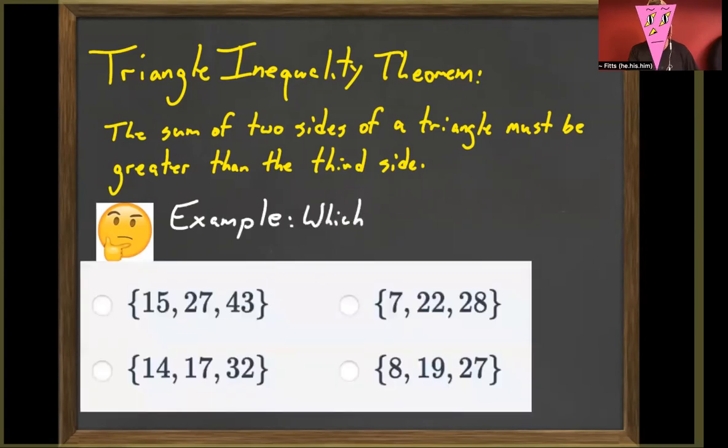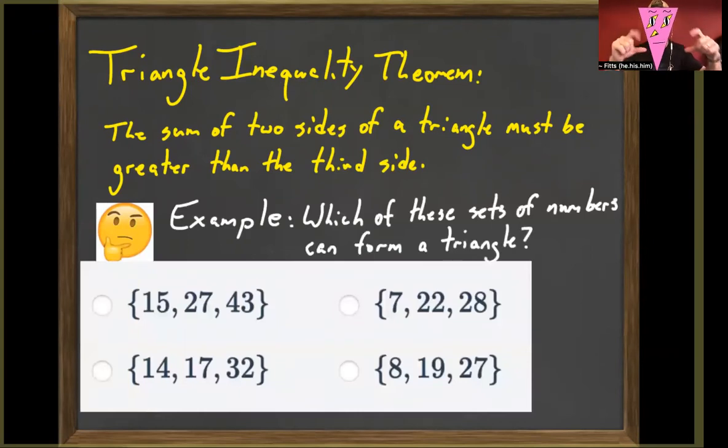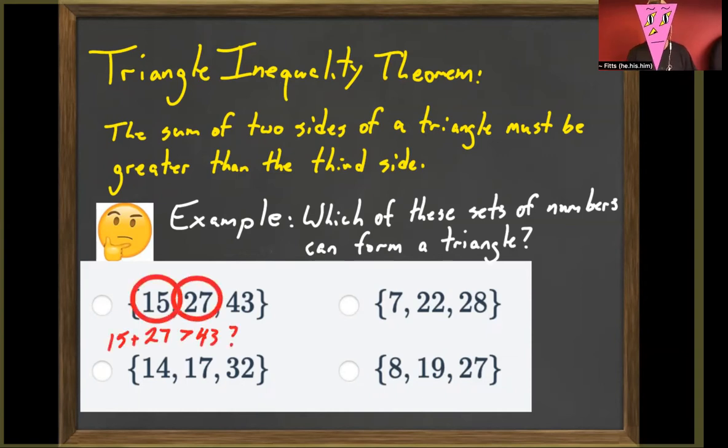Here's an example. This is from Delta Math. Which of these sets of numbers, and that's what those little squiggly brackets mean, they're sets, can form a triangle? All right, well, the first one is 15 plus 27. Those are the two shortest sides, right? Are these two numbers greater than 43? That's what this little symbol means here. This means greater than. So 15 plus 27, is that greater than 43? Well, 42, which is what 15 plus 27 is, is not greater than 43. So I could not make a triangle with these three side lengths. It's not going to work.